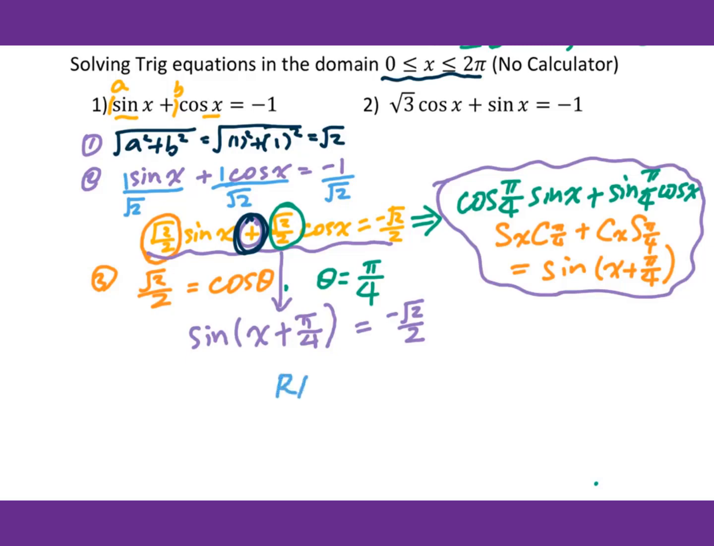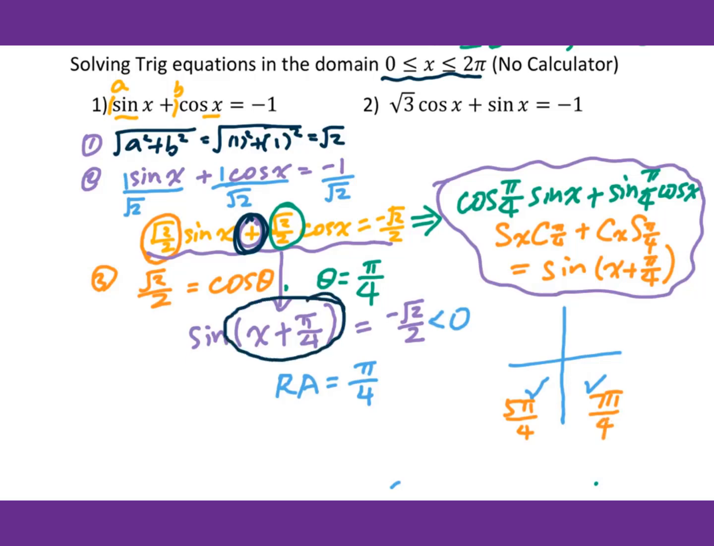The reference angle for sin equals the square root of 2 over 2 is pi over 4. And this is a negative. That's why we go to the third and fourth quadrants. Then you got 5 pi over 4 and 7 pi over 4. Then check this angle equals this or equals this.